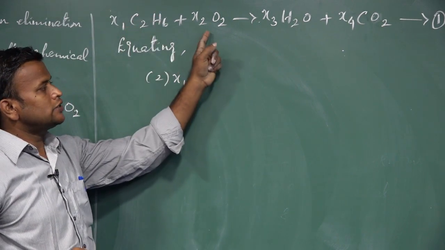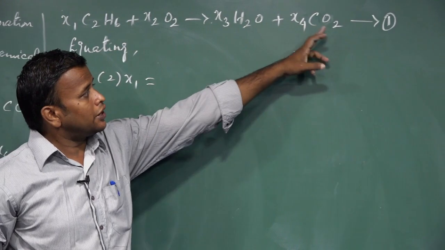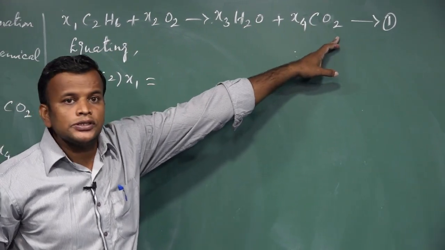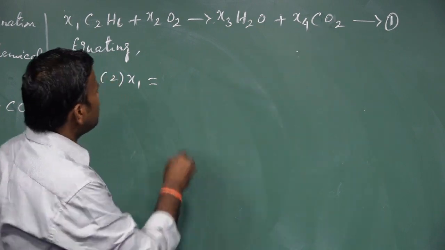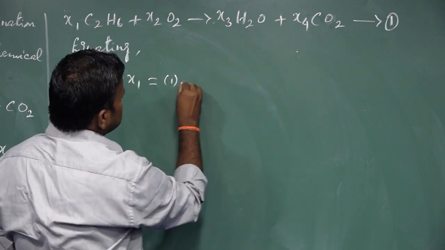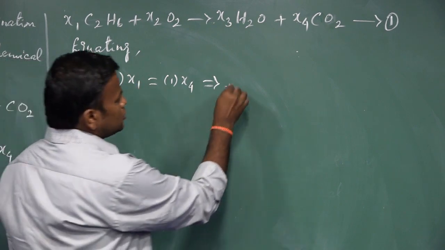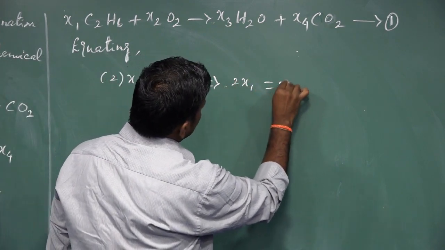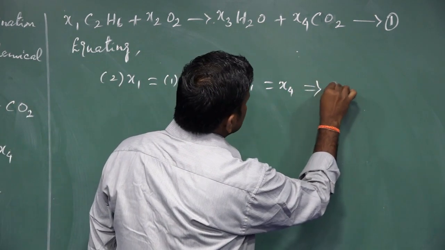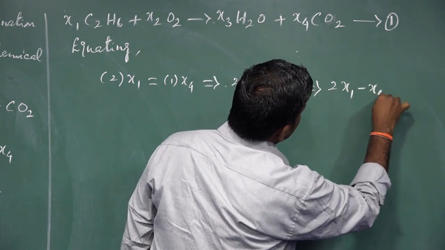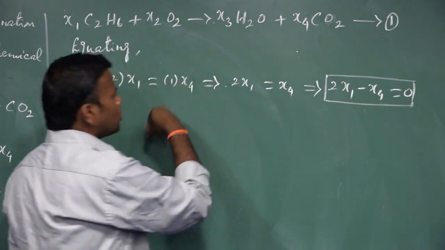There is no C2 in the LHS beyond this, so now we move to the RHS. The first term has no carbon. In the second one, CO2, how many carbons? There is only 1 carbon; the 2 is only for oxygen. So 1 times x4. We write 2x1 is equal to x4. I write this as 2x1 minus x4 is equal to 0.